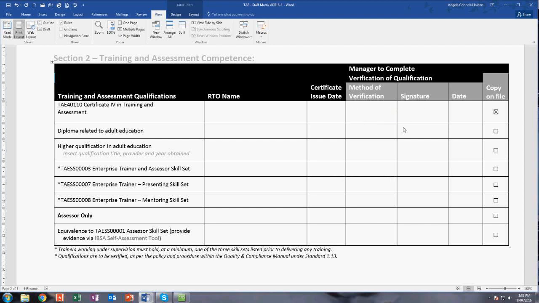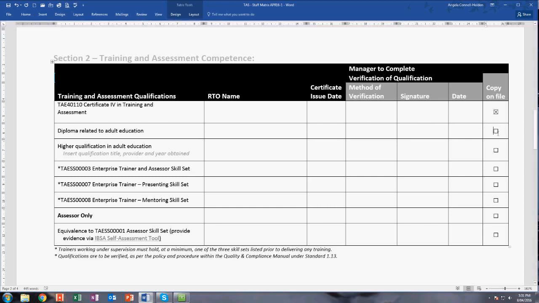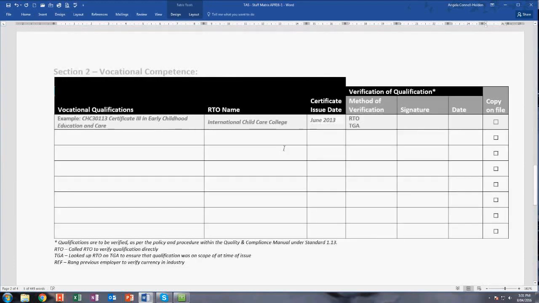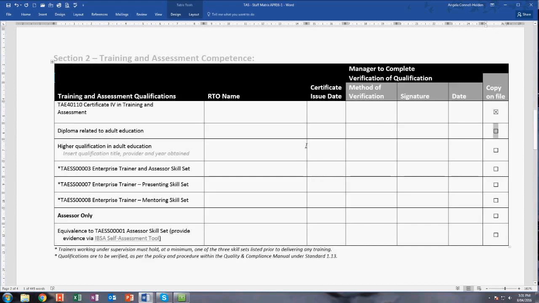So what was the method of verification? You should sign it that you did verify, and the date that you did it, and that a copy has been placed on the file. You can click on this to say that a copy was placed. No, that's not working. So anyway, you can put a tick box in there. Okay, so that one is the TAE qualification.